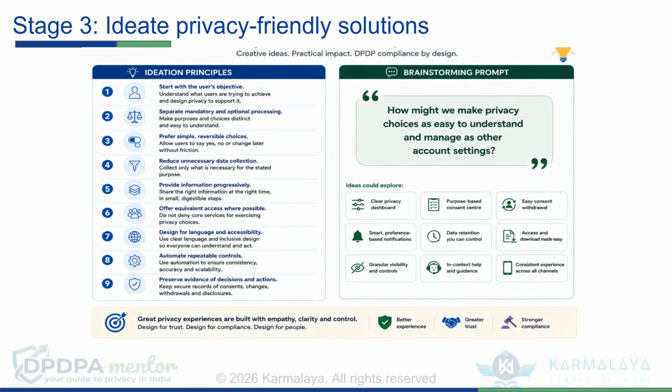During ideation, you should generate several possible solutions before choosing one. For a consent challenge, possible ideas might include purpose-specific consent choices, a layered notice, just-in-time explanations, a privacy dashboard, a preference center, multilingual content, audio or assisted explanations, a consent history, or a one-click withdrawal option.